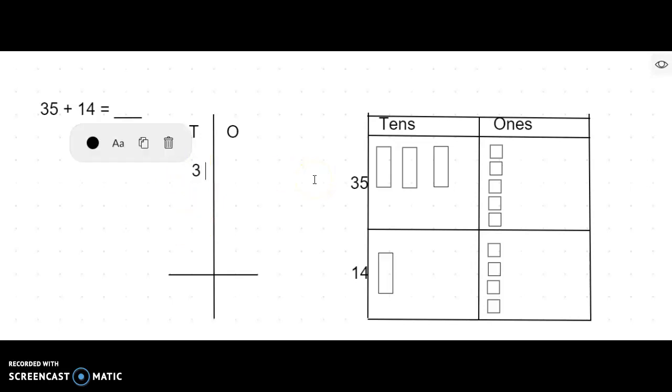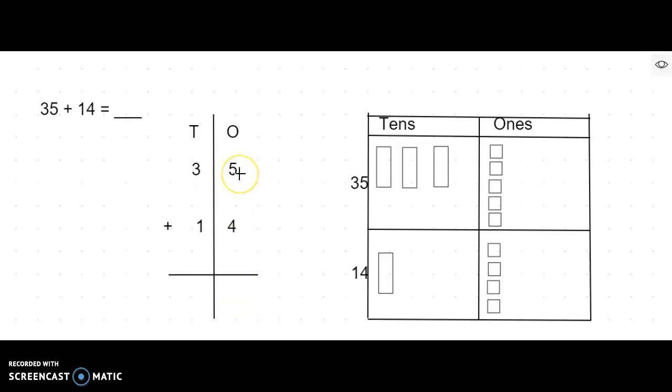I'm going to do 35 plus 14. And you could do this the other way too, since it's addition, but I like to just set it up the way it's given to me in addition. So we'll do 35 plus 14. You may remember we always start with the ones side. We always use the ones side first when we're adding.